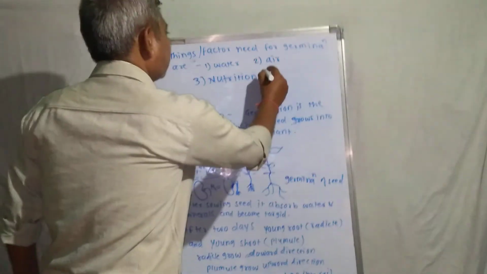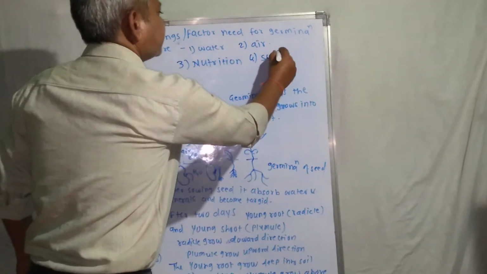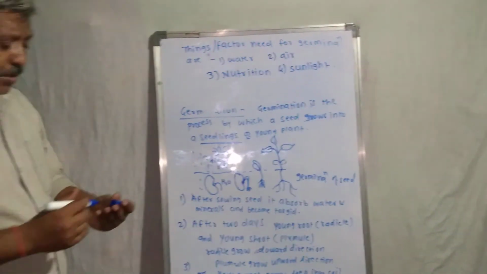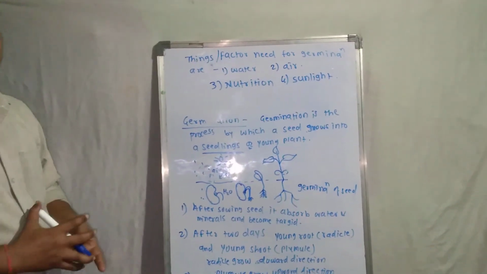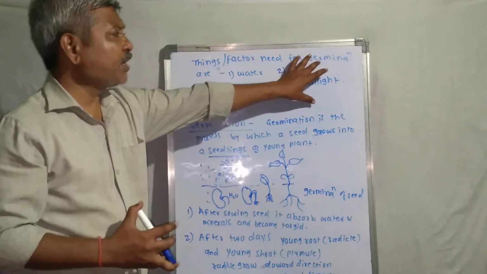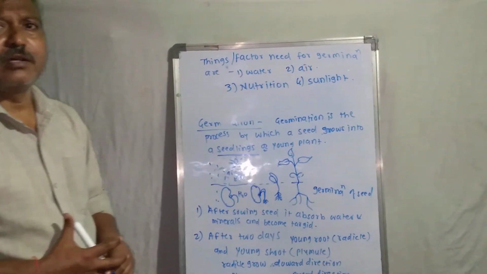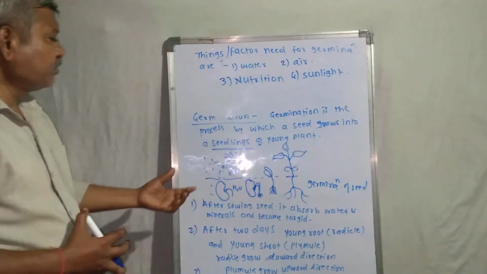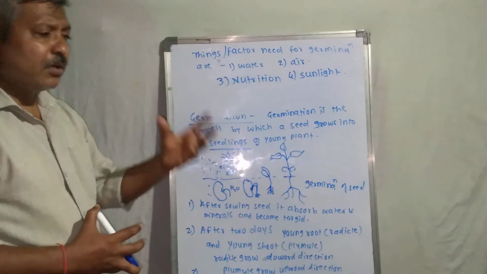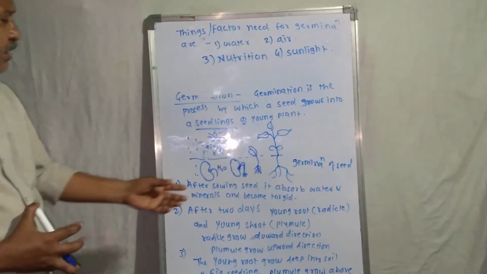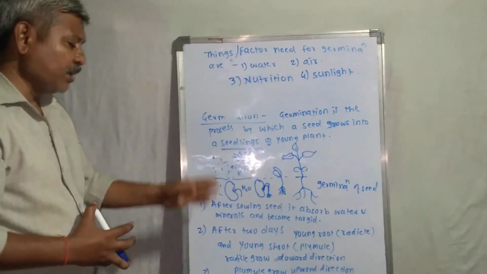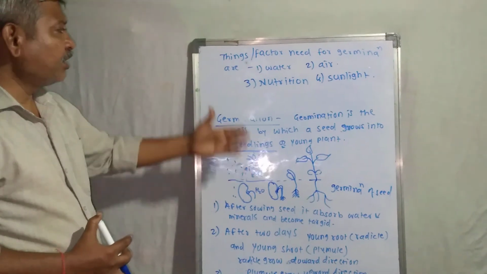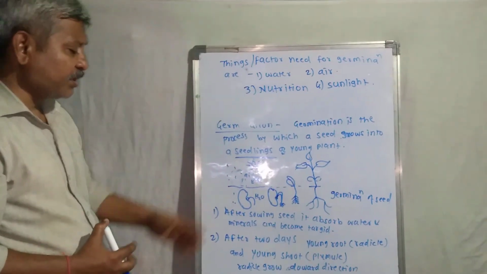And then the fourth one, sunlight. We know that the sun is the main source of energy in the world, and this sunlight gives the energy or produces warmth inside the soil, and the seed is germinated. So this is about the germination of the seed.